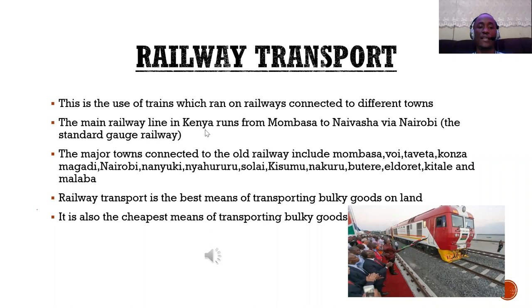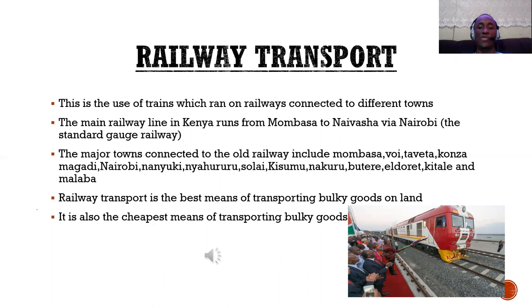The major towns which are connected to the old railway line include Mombasa. We have got Voi, Taveta, Konza, Magadi, Nairobi, Nanyuki, Nyahururu, Solai, Kisumu, Nakuru, Butere, Eldoret, Kitale, and Malaba. Those are some of the major towns in Kenya that are connected to the old railway line.